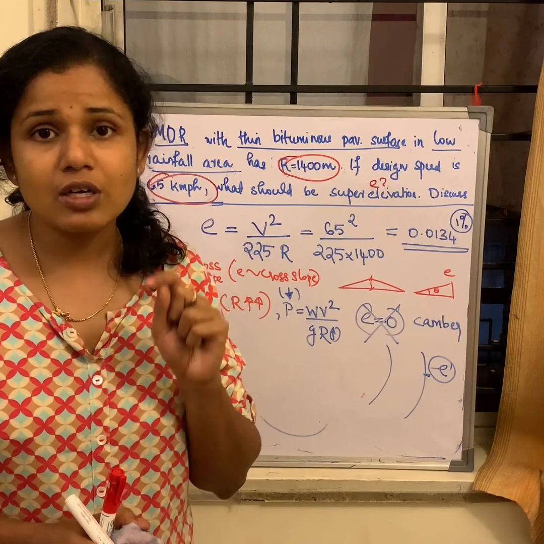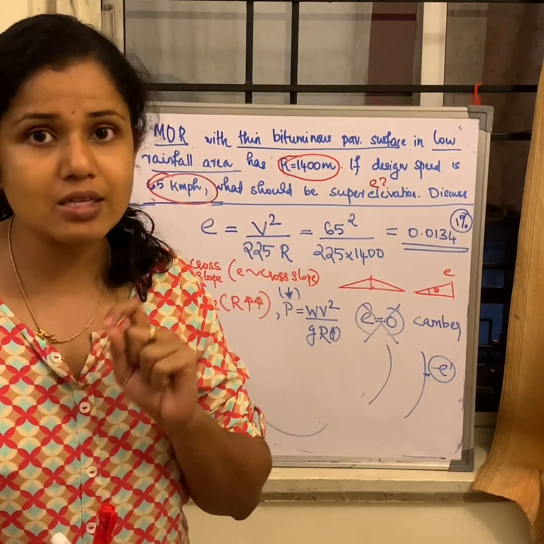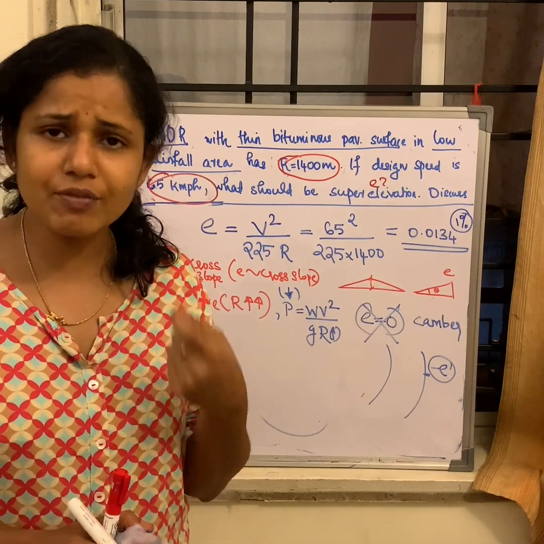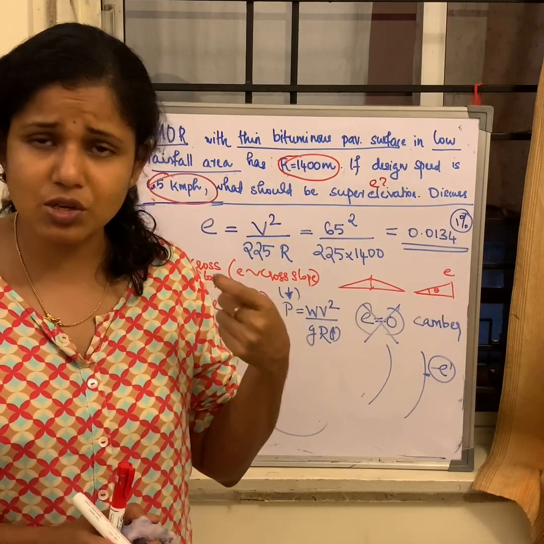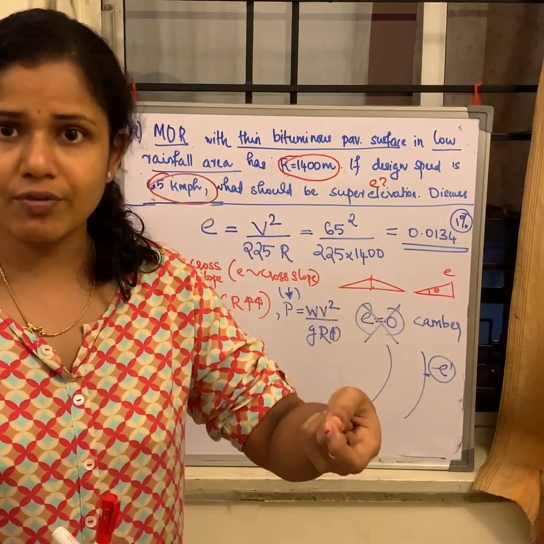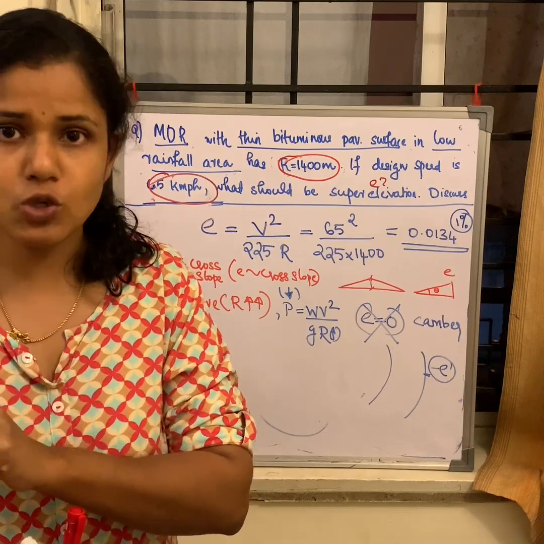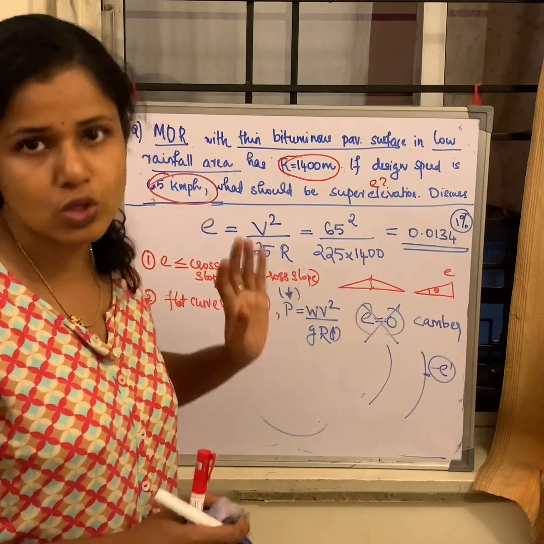We have even discussed, and I remember showing, a tabular column in which the IRC guidelines give values for different design speeds, with different values of camber considered, and we have seen the radii beyond which there is no need to provide super elevation. So we are getting into those concepts here.